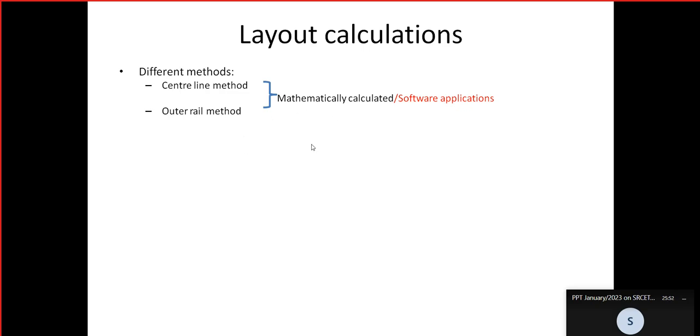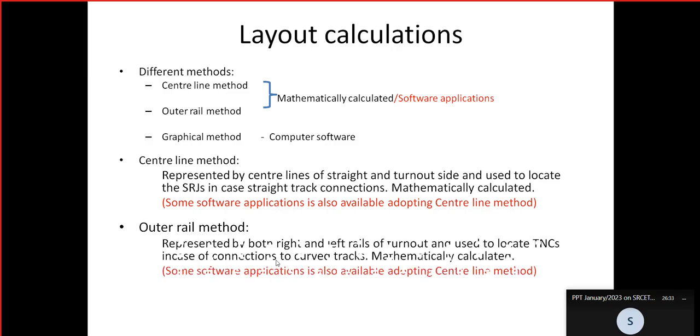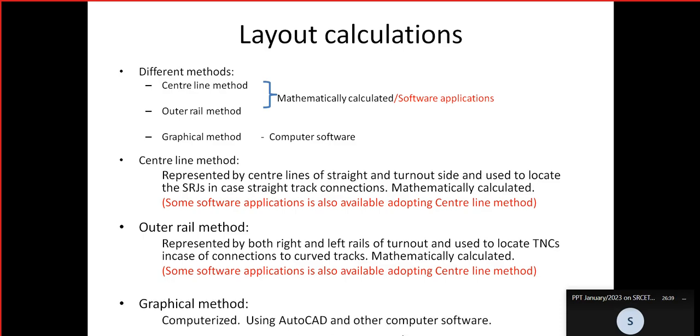Mathematically calculated, it involves trigonometry. If you know trigonometry, it will be very easy. And the graphical method is a computer subject, using AutoCAD. The centerline method, as I told you, we will go into detail later. The outer rail method is only for curved parallel tracks and curved non-parallel tracks. And the graphical method uses AutoCAD or other software.